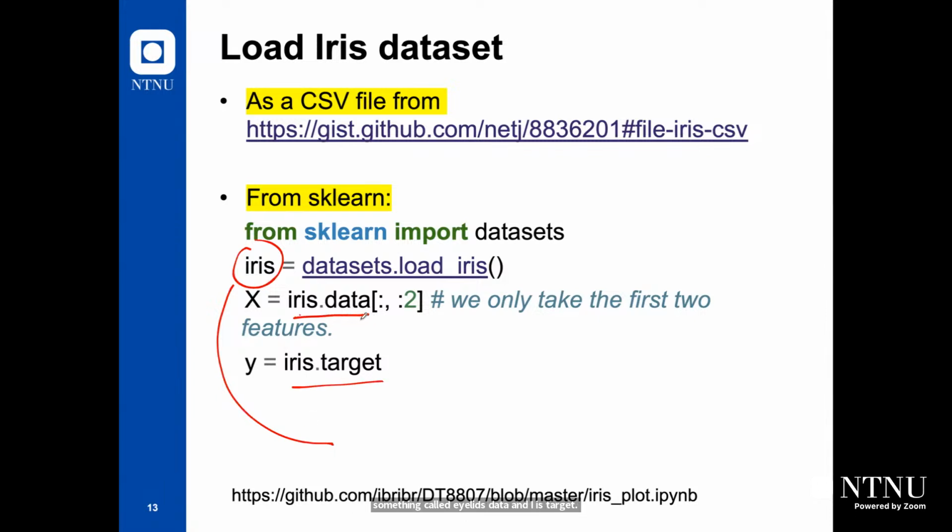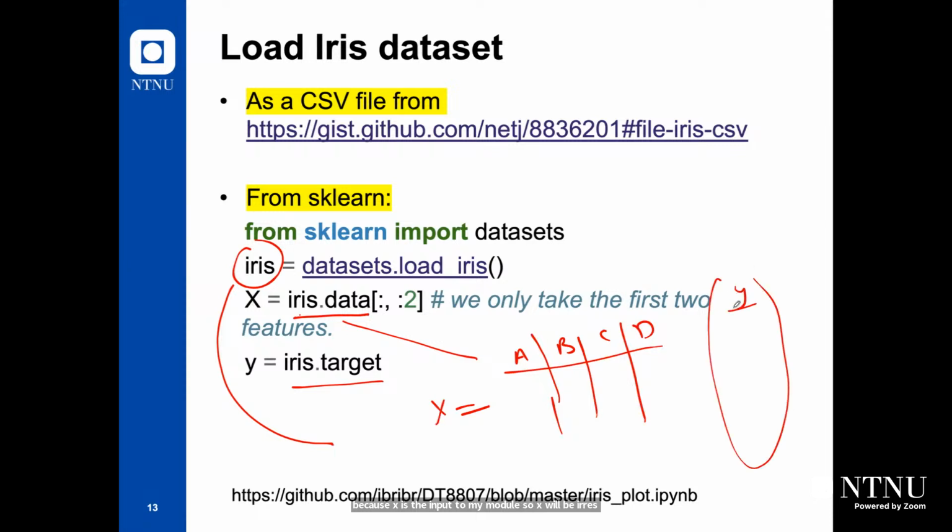Iris data is the input features, which is 4 columns, correct? So this iris data will consist of A, B, C, and D: the sepal length and width, and the petal length and width. We call it X because X is the input to my model. So X will be iris.data. If you want to get the 5th column, which is the target, we call it Y, for example, or classes. So this one will be iris.target.